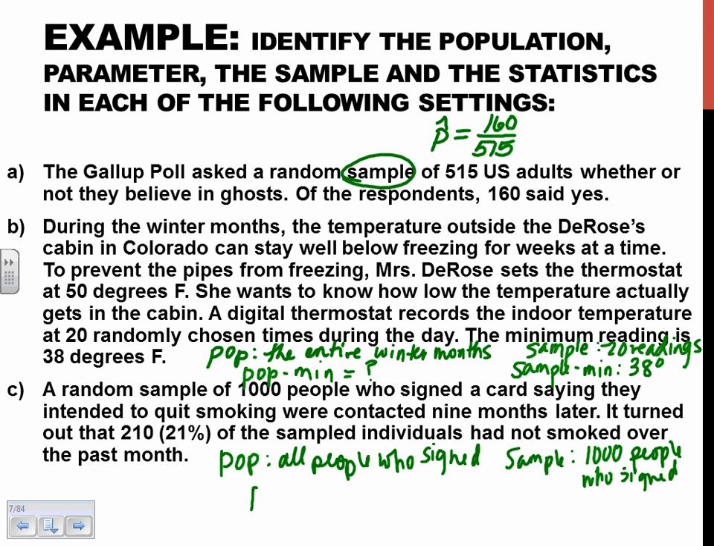We do not know the population proportion P. However, we do know the sample proportion P hat is 21%, or you could put 21 out of 1,000.